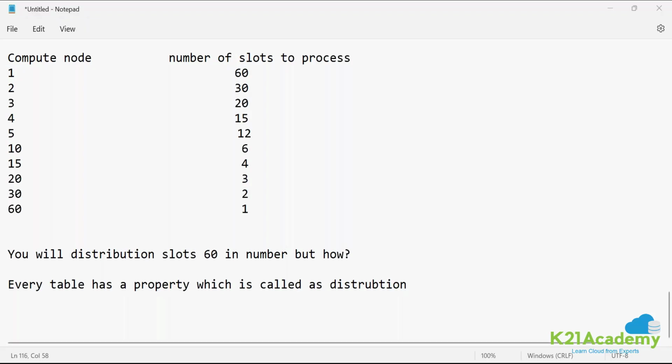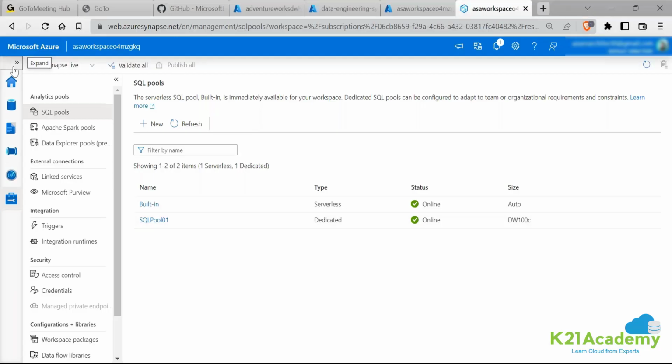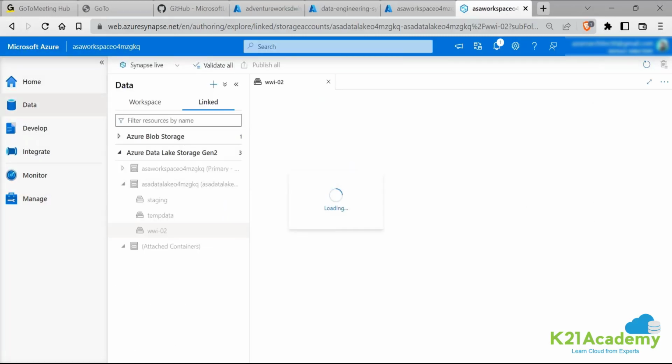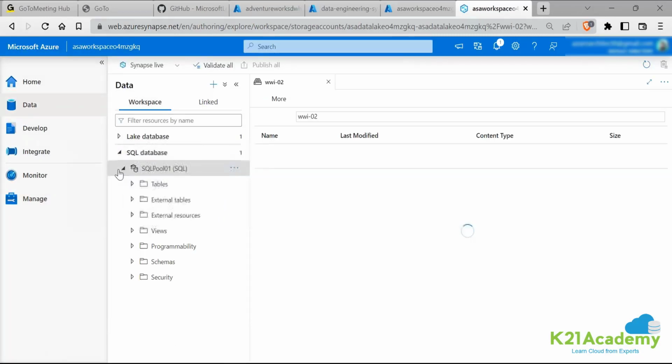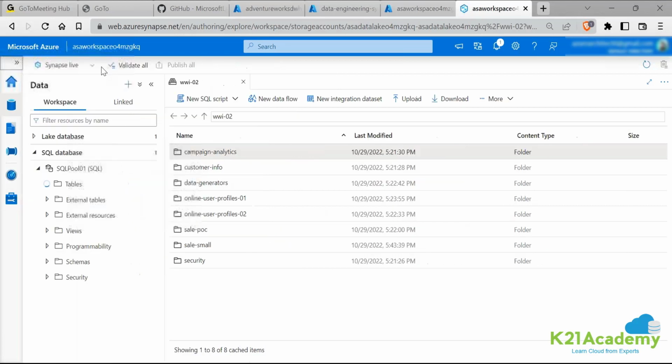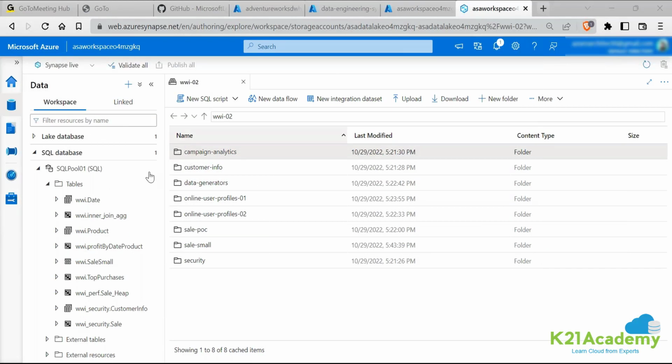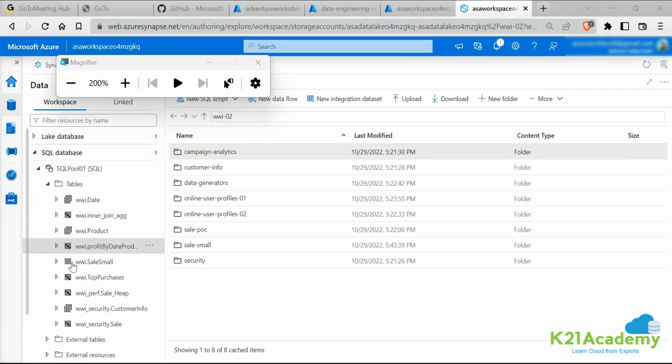Look at this, please. Let me show you our warehouse, and let me take you to the data, and let me take you to the workspace. Let me take you to our warehouse, SQL Pool 01. Let me show you the tables here. Here we grab the magnifier. And if you look here, see this. Look at the symbols. If you pay a little careful attention to these symbols, you see that these are the tables inside the warehouse, and they have a little symbol going on here, right? This symbol is a symbol of the distribution property of this table.